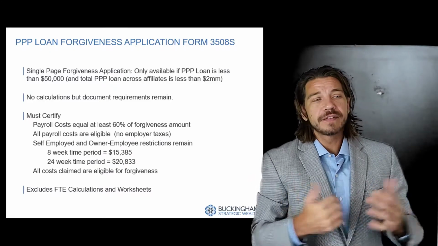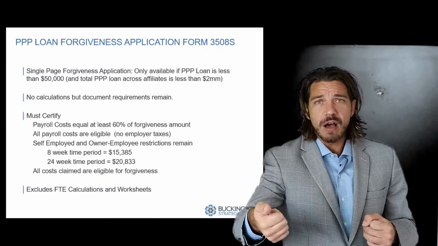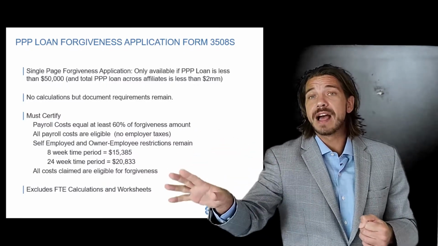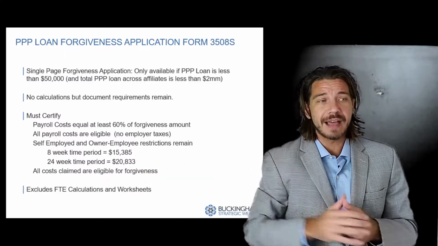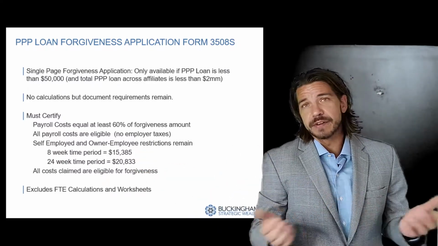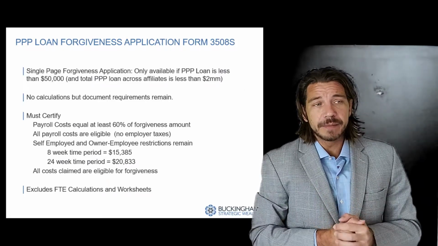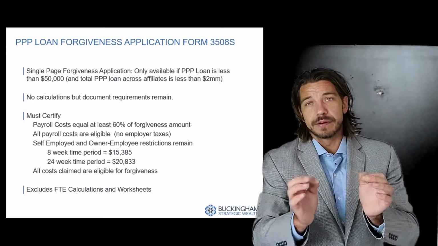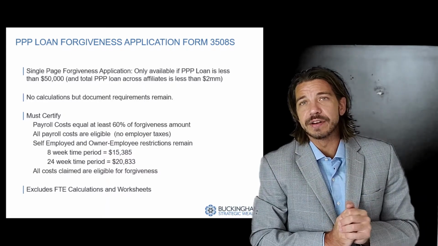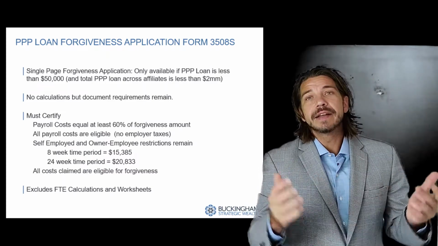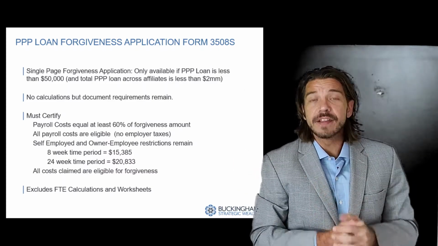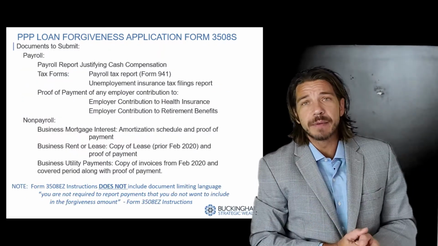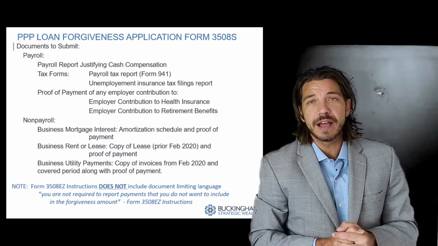As you go through, you must certify that you had 60% of costs go into payroll, that all of those payroll costs are eligible, so keep in mind you cannot include the employer portion of federal taxes, and the self-employed or owner restrictions remain as well. If you're claiming an 8-week period, that's $15,385. If you're claiming the 24-week period, owners cannot seek more than $20,833 for forgiveness. And that all costs claimed are eligible for forgiveness. So pretty straightforward in terms of its certifications. You also don't have to do the full-time equivalency worksheet. We're not going to have those types of reductions in there.